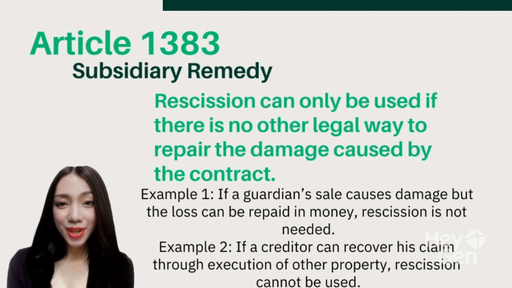Article 1383. Subsidiary remedy. Rescission can only be used if there is no other legal way to repair the damage caused by the contract. Example 1. If a guardian sale causes damage but the loss can be repaid in money, rescission is not needed. Example 2. If a creditor can recover his claim through execution of other property, rescission cannot be used.